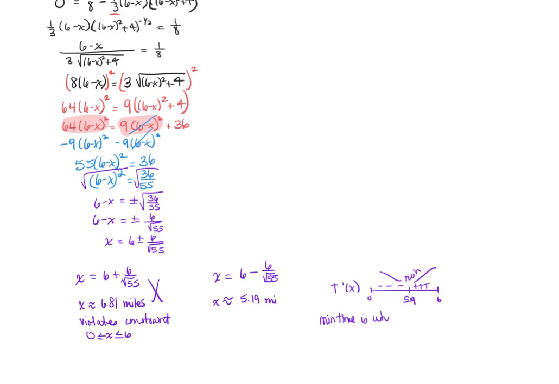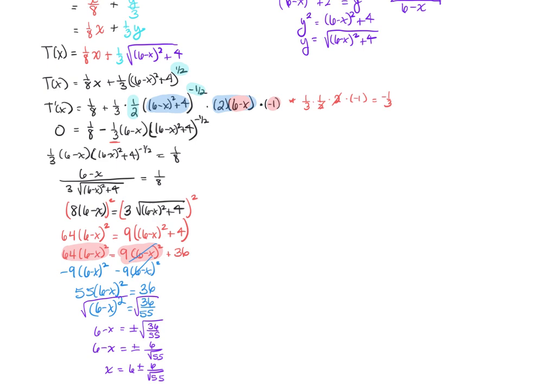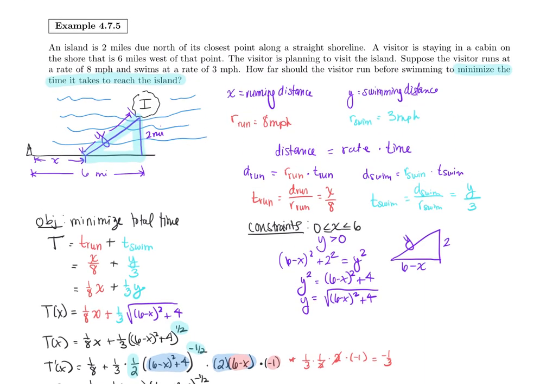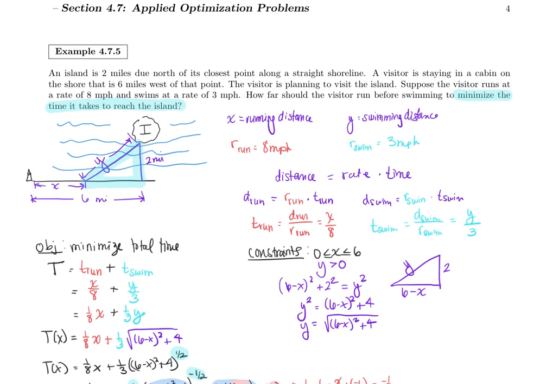So indeed, our minimum time is when our visitor or athlete runs 5.19 miles. We can figure out how much they swim if we wanted to go back and plug it into our constraint. We could plug it into this equation and figure out how far they swam. But I think that the question asked us only to figure out how far they needed to run. Oh, yep, there you go.